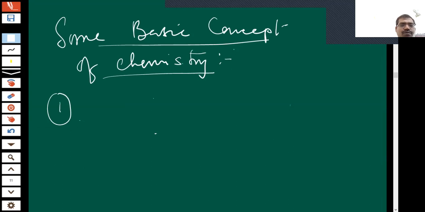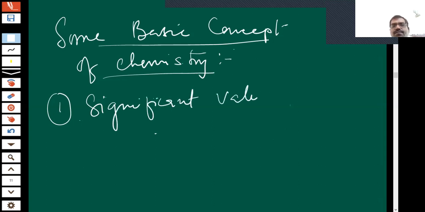So you should know first of all about, because so many measurements will be there, calculations will be there. So to get accurate value, for that purpose, we are using one term, significant values. Significant values. Okay, children.